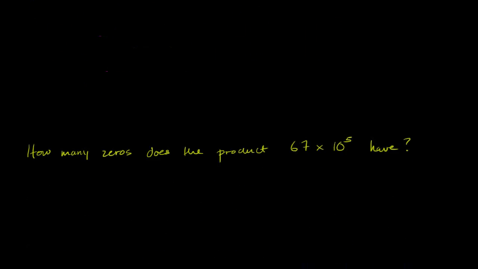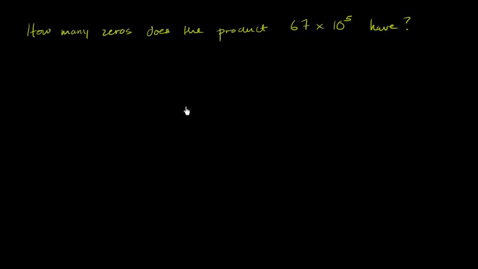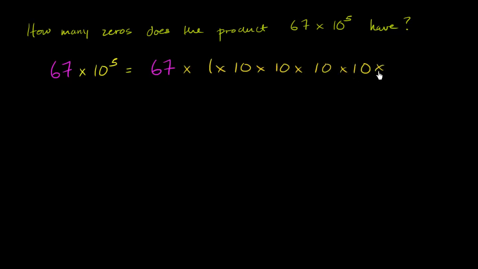Let's do another one that is on a similar topic. How many zeros does the product 67 times 10 to the fifth have? Well, there's a bunch of ways of thinking about that. 67 times 10 to the fifth is the exact same thing as, and we could use the same exact logic that we just saw in the previous problem, 67 times 1 times 10 times 10 times 10 times 10 times 10.